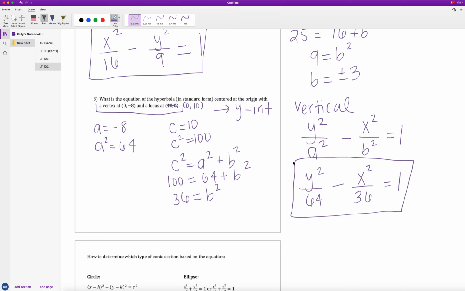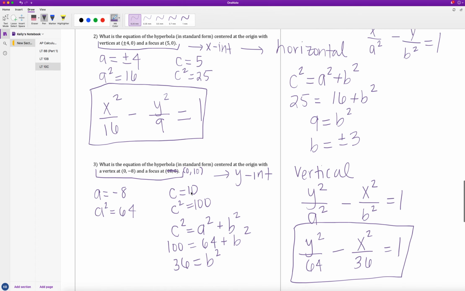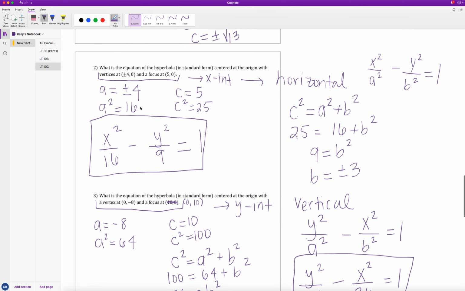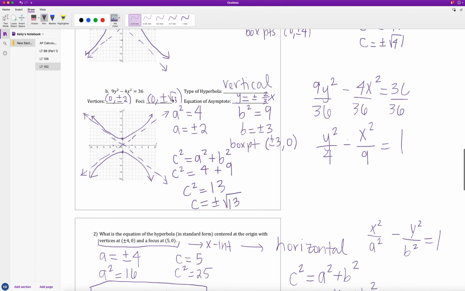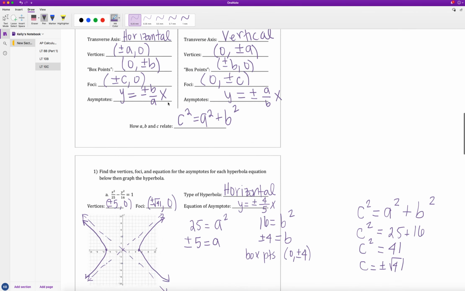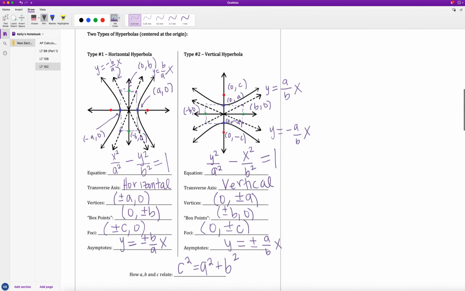I'm not sure if you've noticed, but if I look at both of these examples, the c value is always bigger than the a value. Here I had plus or minus 10 and then plus or minus 8. On example 2, we had 5 and 4. And if we go back to our graphs, the vertices are smaller than the foci. The reason that happens is that the foci are always inside where the hyperbola is opening to, so the focus has to be a bigger value than the vertices.